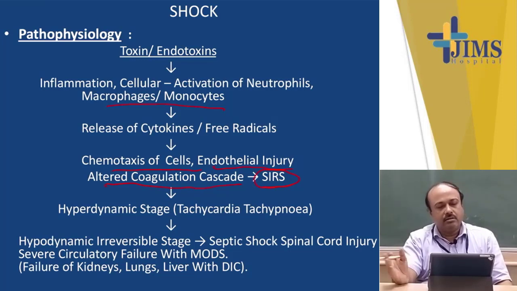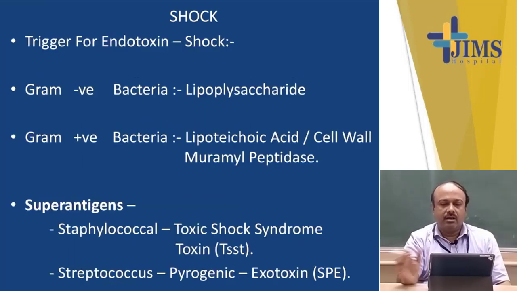After that there is a hyperdynamic stage, where there is tachycardia and tachypnea, to counter the effects of shock in the early stages. This hypodynamic stage goes from a manageable to an unmanageable stage, so it becomes an irreversible stage, and there is severe circulatory failure with MODS. As already explained, there is failure of kidney, lungs, liver with DIC, and acidosis is there along with sometimes compensated respiratory alkalosis.